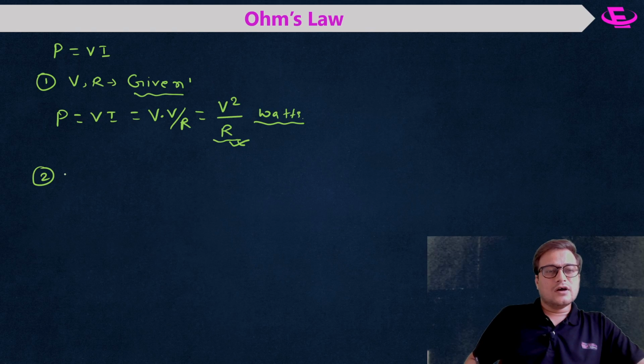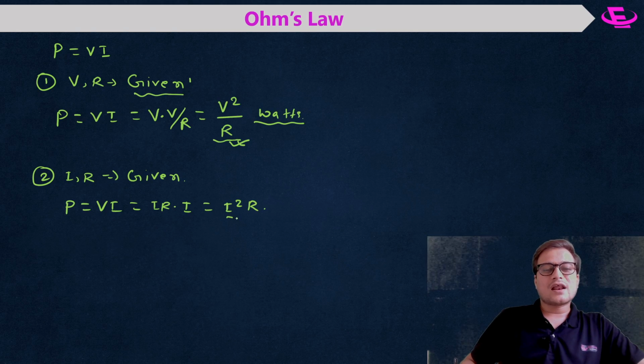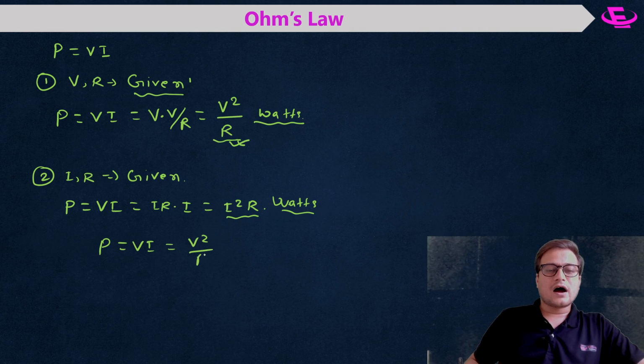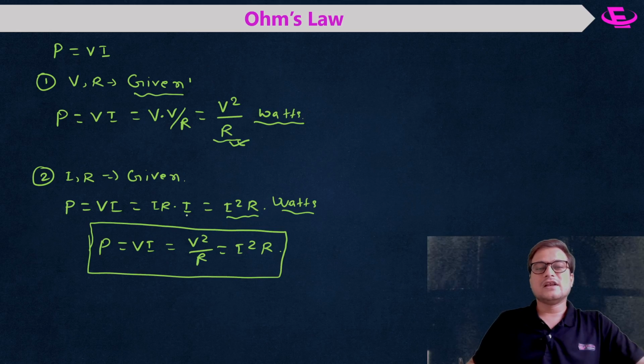The second condition is that I and R are given to you. When I and R are given and you have to find power P, you will write V equal to I into R, into I. From here the expression of power is I square R watts. So what do you observe? P you can write as V into I, or V square by R, or you can also write it as I square R. These are the expressions of electrical power consumed by the load. I hope it is clear to you.